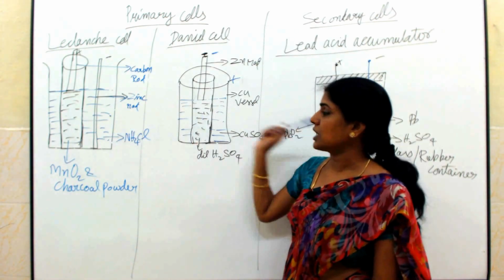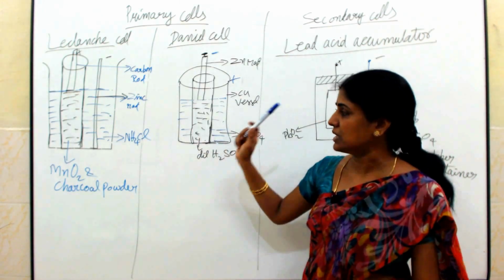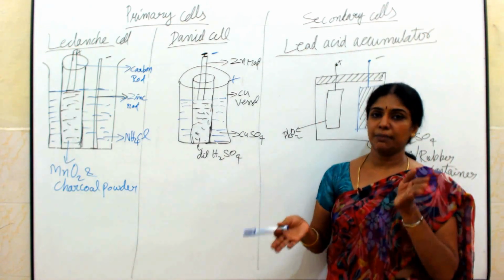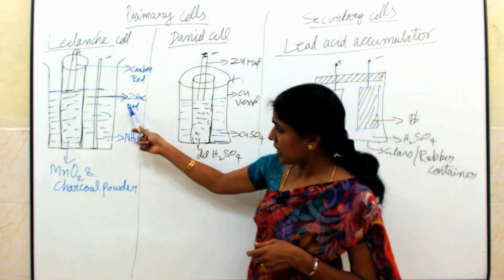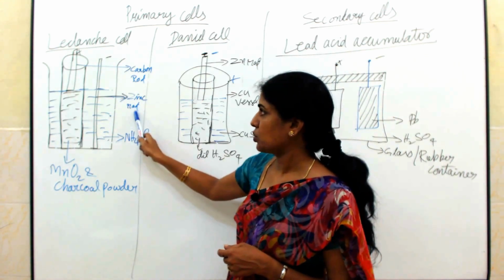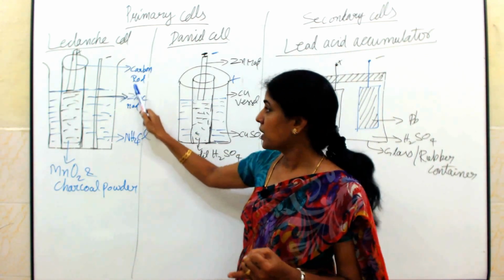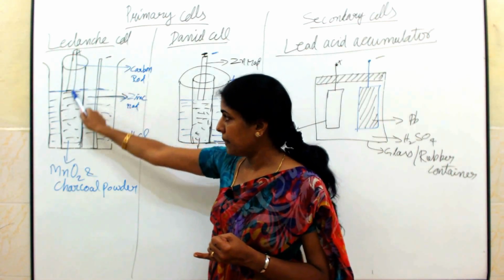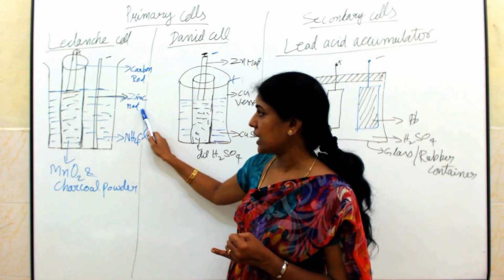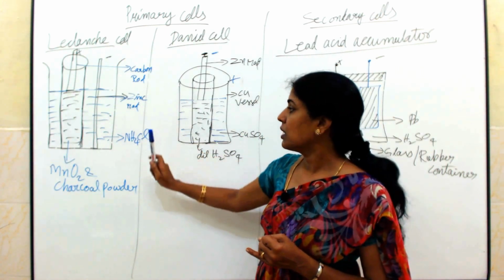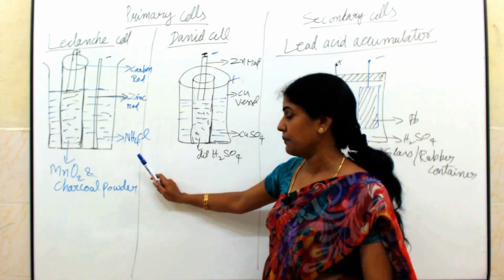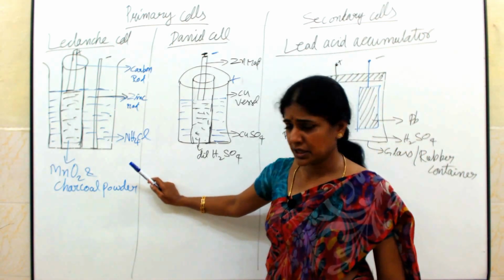Here, for all the three types of cells, you want to mention which one is the cathode, which one is the anode, which one is the electrolyte, and where the chemical reactions take place. First one, the zinc rod which is immersed in the electrolyte, that is your cathode. So zinc rod is cathode, and this carbon rod which is immersed in the porous pot is your anode. So zinc rod is cathode, carbon rod is anode, and the electrolyte is your ammonium chloride. These three are major points here. Now we will see how the chemical reactions take place.